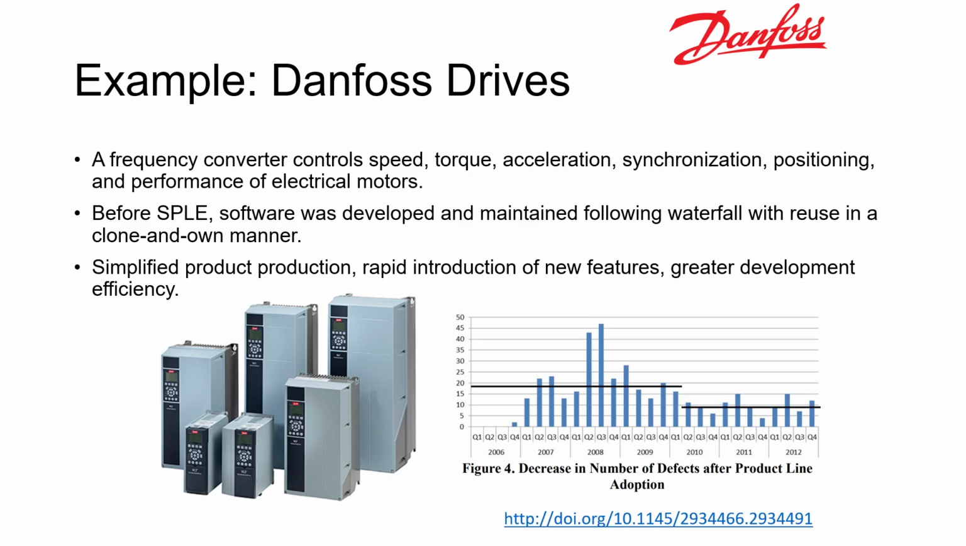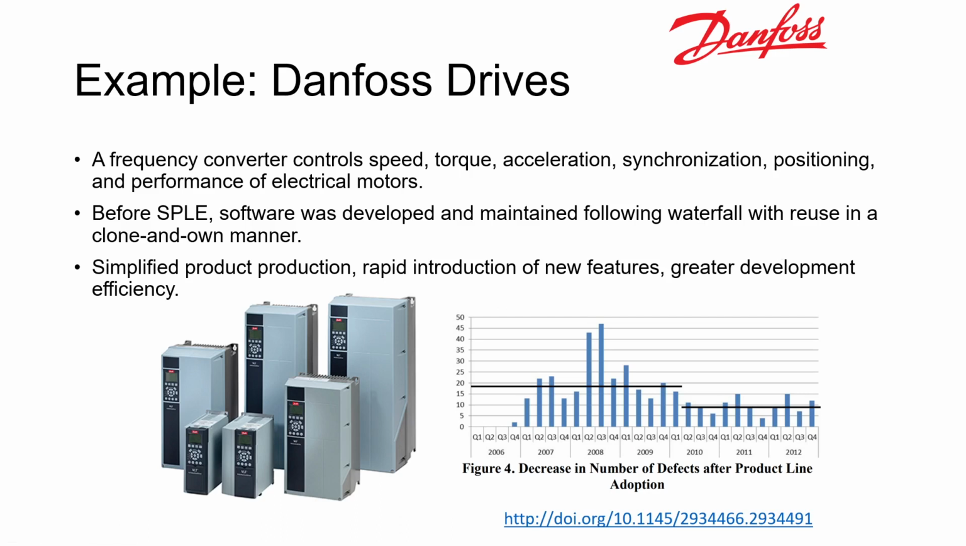Another example, Danfoss Drives. They make frequency converters that control speed, torque, acceleration, synchronization, position, and performance of electrical motors. And they have a lot of software. So before they used software product line engineering, usually they used the waterfall process model, where they wrote down all the requirements, the design, implementation, testing, and so on. So basically, you only reuse here in a clone and own manner.